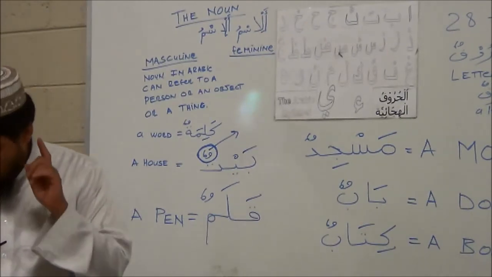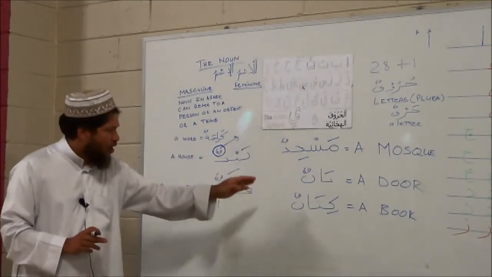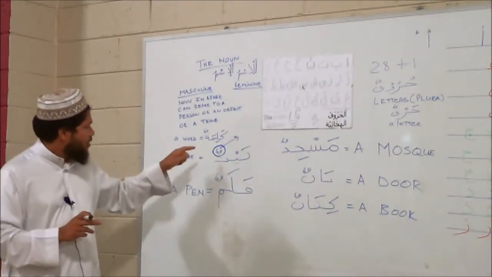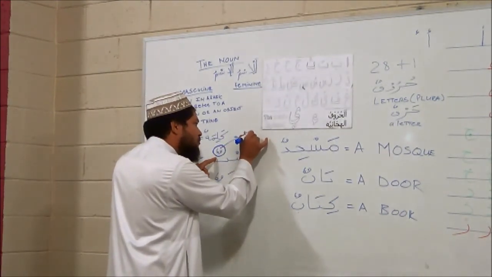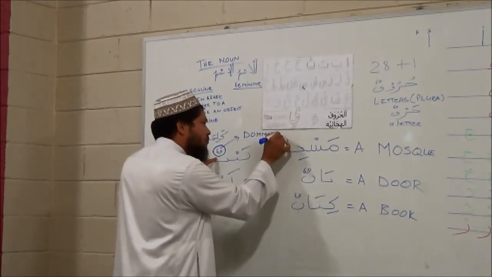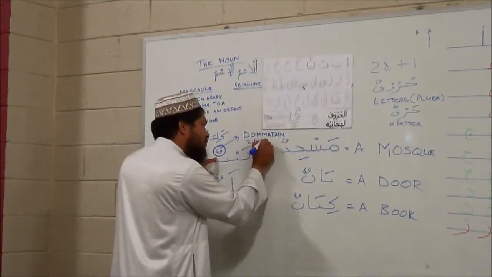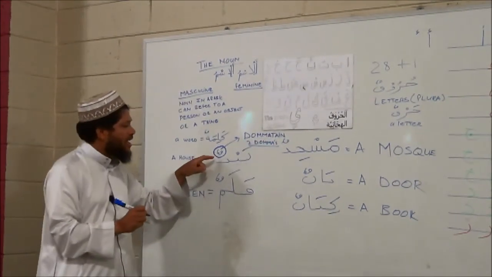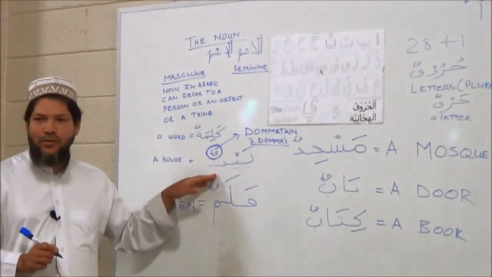So first and foremostly, you must remember, all these nouns, so far, they are indefinite. And how do we know they are indefinite? By the dhammatain. You could say dhammatain. Meaning two dhammas. We'll still come to the harakat, so don't worry too much about it. Two dhammas on a letter. That is a sign of indefiniteness in the noun.